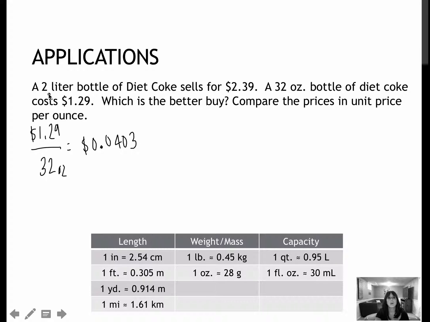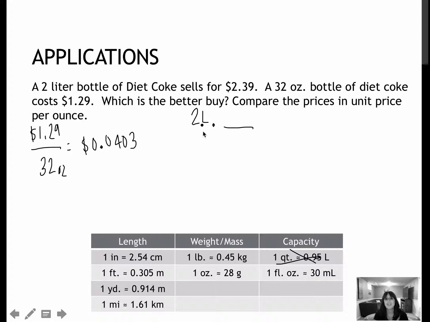And I'm going to now look at my 2-liter bottle of Diet Coke. So I have a 2-liter bottle, but I need to know price per ounce, which means I need to know how many ounces are in a 2-liter bottle. So if I have 2 liters and I'm turning it into ounces, let's take a look at our conversions. I've got 1 ounce is 30 milliliters, or a quart is about a liter. Well, that doesn't really do me any good, so I'm going to have to use 1 ounce to 30 milliliters.